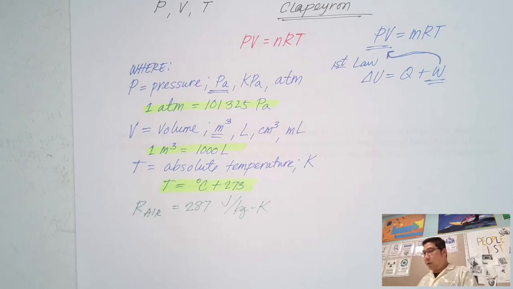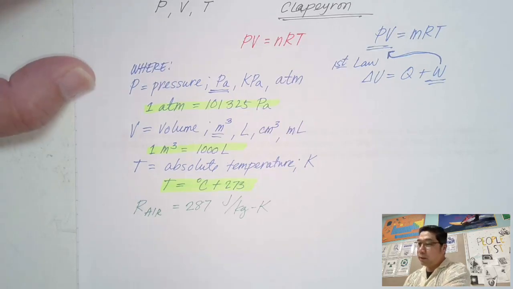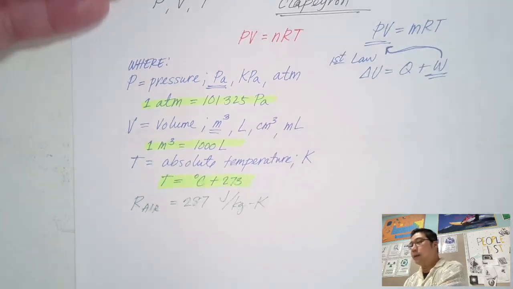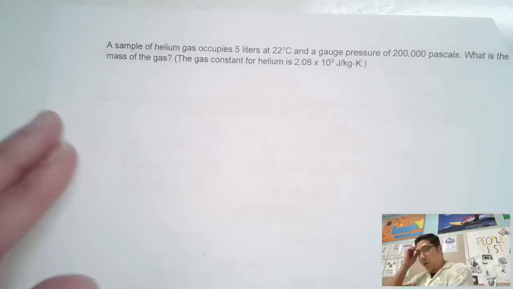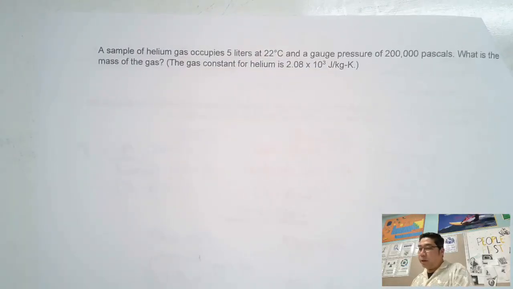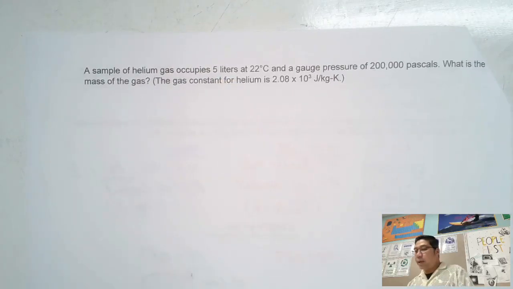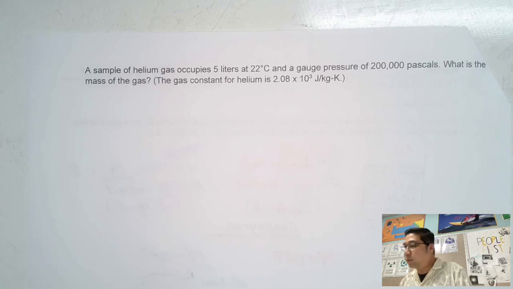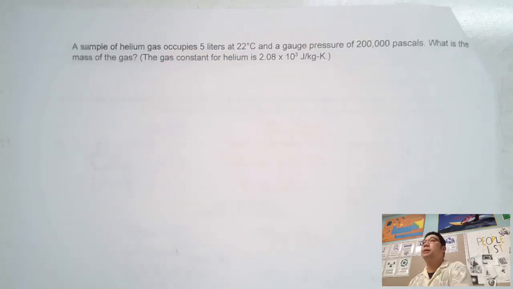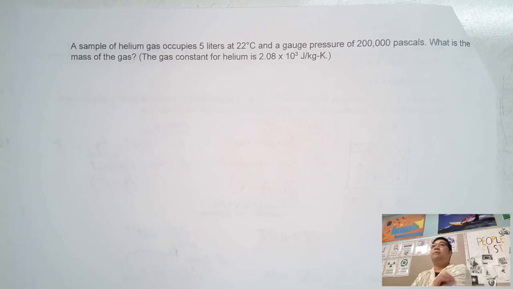Alright, done copying this info? Okay, let's move to the next part. Let's go to the example and work on it right here. A sample of helium gas occupies 5 liters at 22 degrees Celsius and a gauge pressure of 200,000 pascals. What is the mass of the gas?